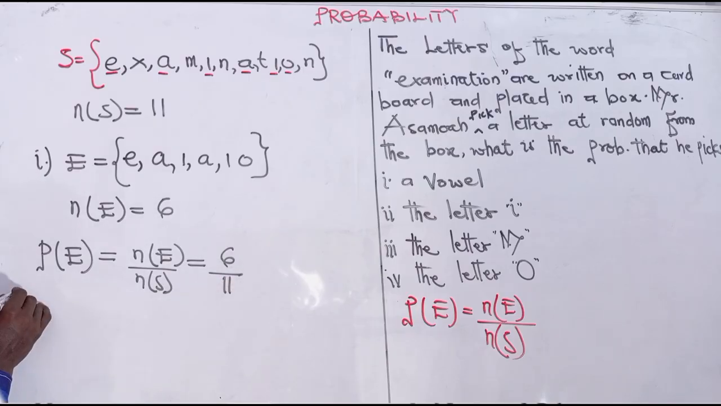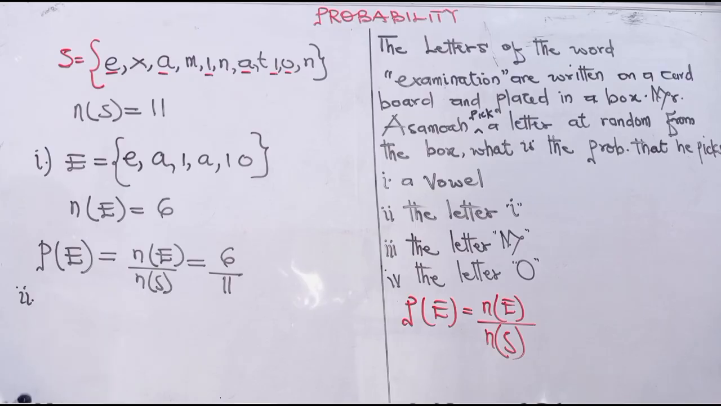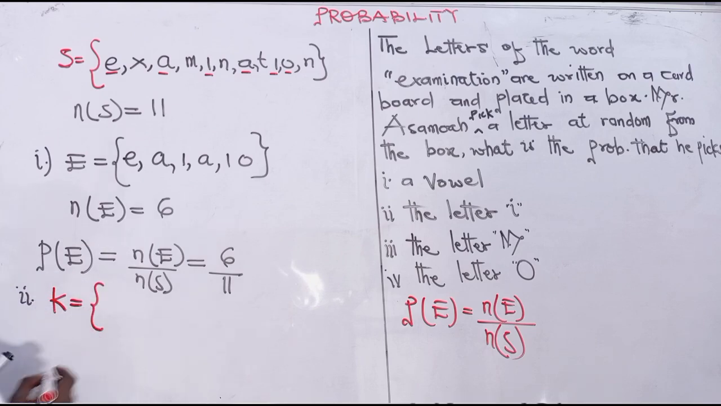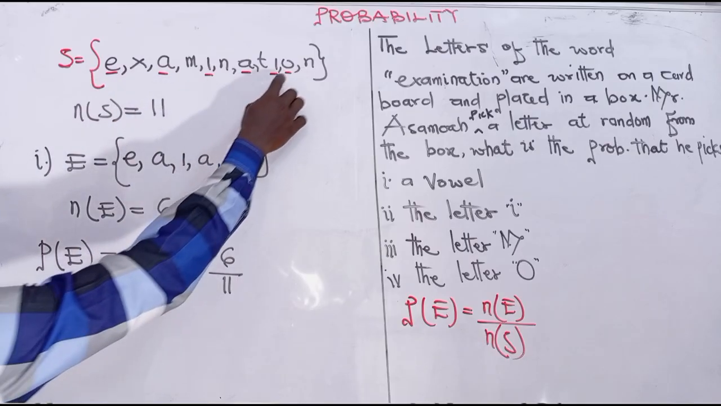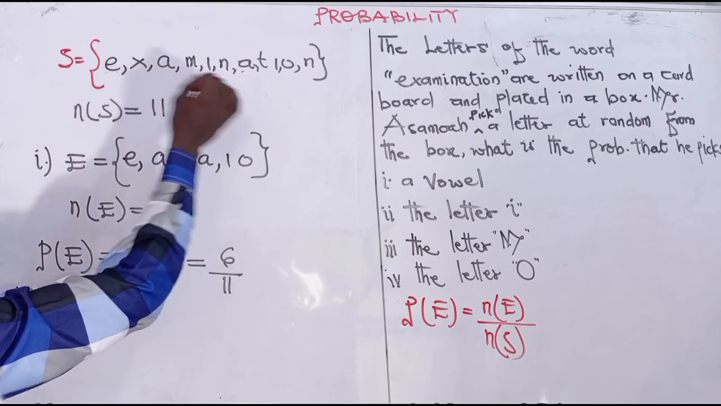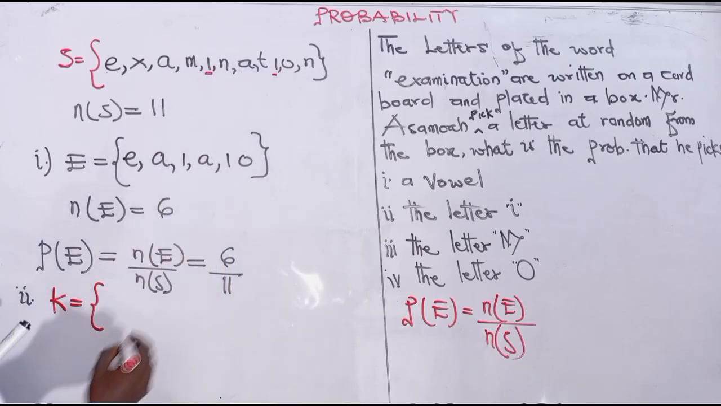Let's look at the next one. We want to find the probability that he picks a letter which is I. So we are going to use the letter K to denote the event of obtaining a letter which is I. So let's go through the word examination to see how many I's do we have in the word examination. So we have 1 and then 2.